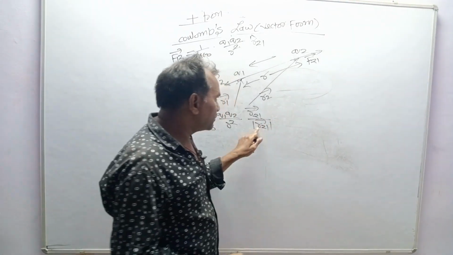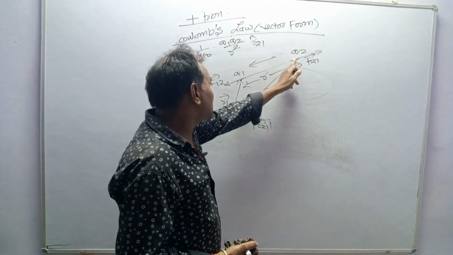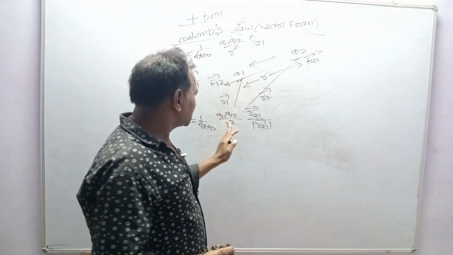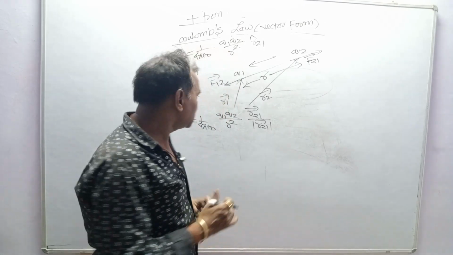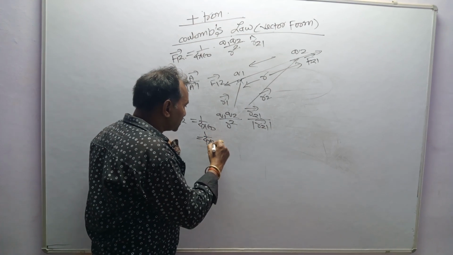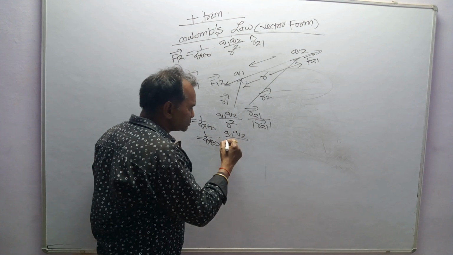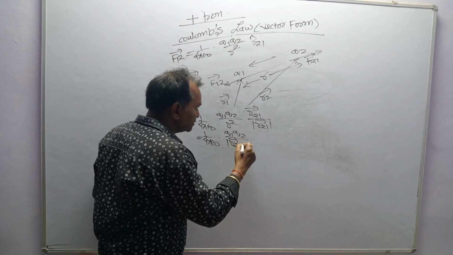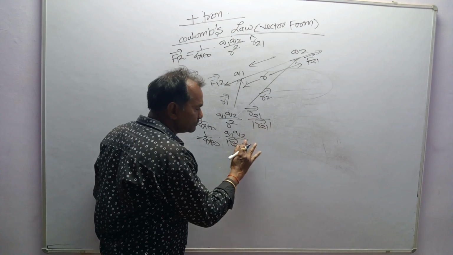Dear student, mod of R21 is R. Mod of R21 means the distance between 2 and 1. And R is representing the same thing, the distance between 2 and 1. So it becomes 1 upon 4 pi epsilon naught Q1 Q2. You can also write mod of R21 squared into R21, that becomes Q.